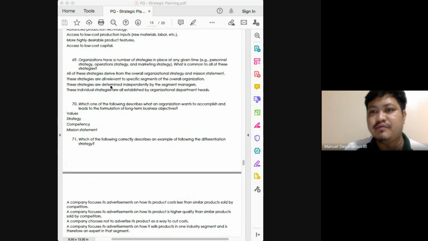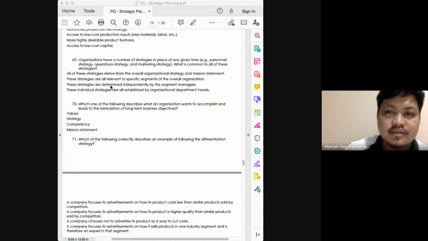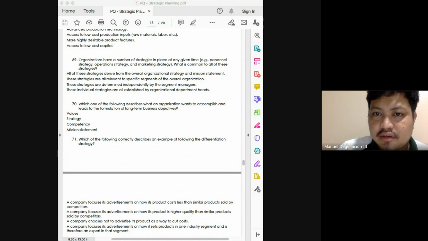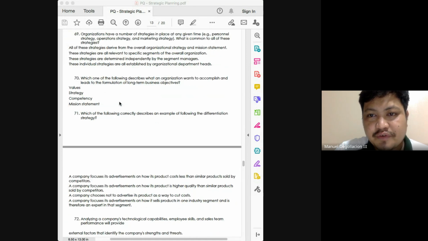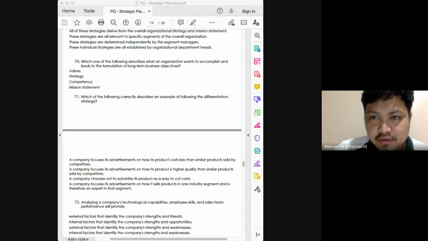69. Organizations have a number of strategies in place at any given time. What is common to all of these strategies? Personnel strategy, operation strategy, and marketing strategy. Okay, the answer here would be that all these strategies derive from the overall organization strategy and mission statement. Next, which of the following describes what an organization wants to accomplish and leads to the formulation of long term business objectives? This would be the mission statement. Okay, if it asks what are we going to do, that is your mission statement.